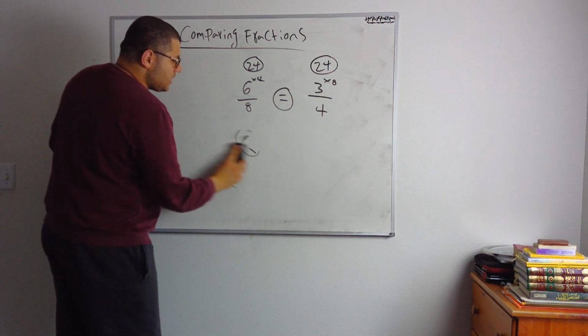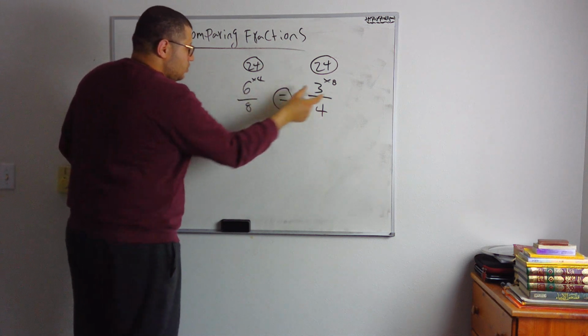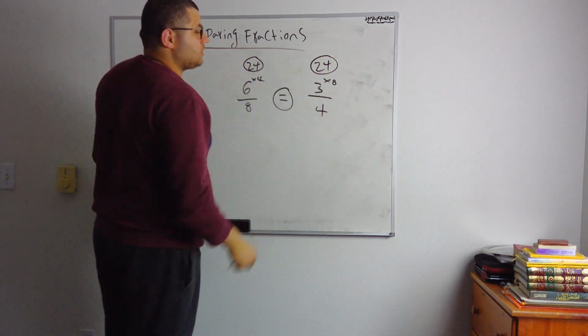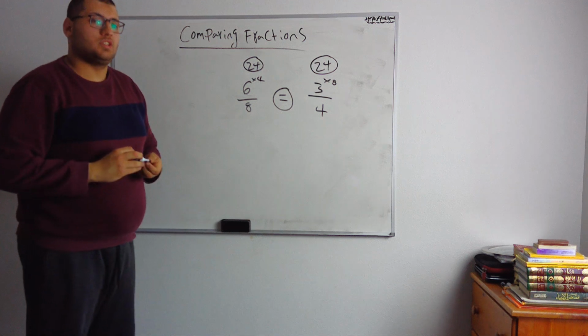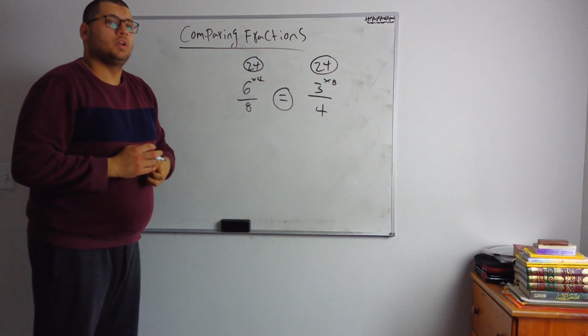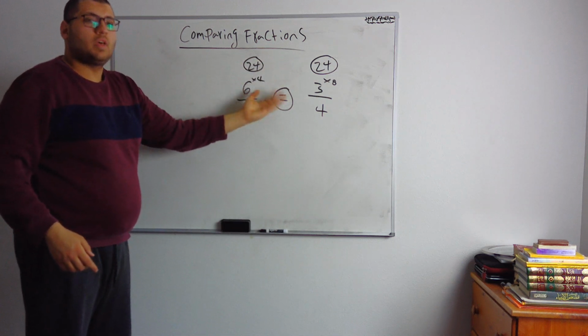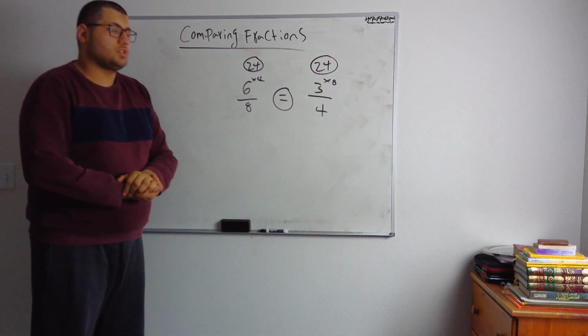But when the denominator is not the same, again, we take this, we multiply it here. We take this, we multiply it here. We find out which one is bigger. And that will determine which fraction is bigger. And if the two numbers are equal, then the two fractions are equal.